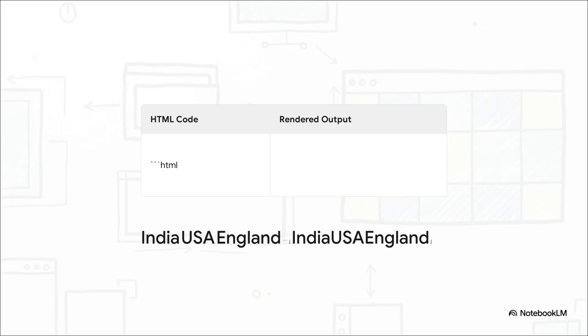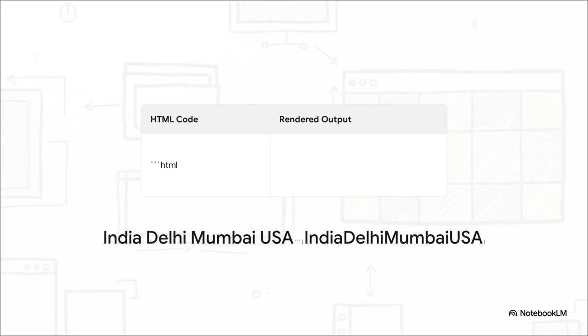What if we want to list the cities inside each country? And boom, here's the magic trick. Look closely at the code. All we did was place a brand new unordered list, a whole new UL, inside the list item for India. And just like that, we've created an indented sublist. It gives our data this really clear parent-child relationship. Super easy, but super powerful.